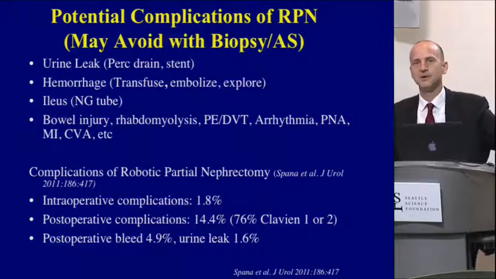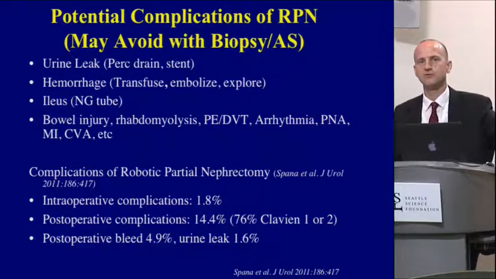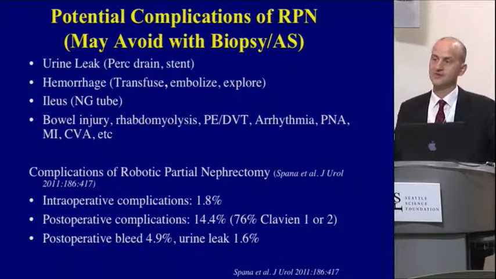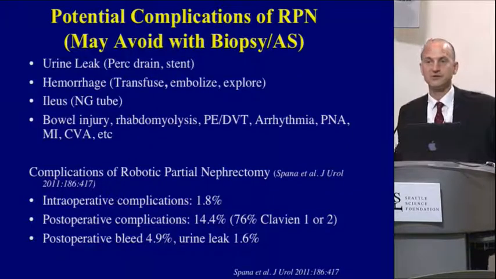The paper here by Span et al. was from our multi-institutional consortium group. So you're looking at a postoperative complication rate of 14%. Most of those are Clavien 1 or 2. Postoperative bleed rate, 4 to 5%. Urine leak rate, 1 to 2%. So potentially these are things that you can get out of in the appropriate patient.